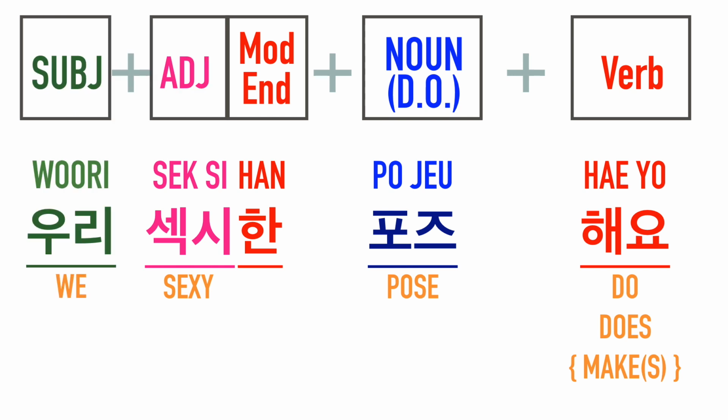And if you add 우리, the first person plural personal pronoun in Korean, it can mean we do a sexy pose, and depending on the tone and context, it can even be a suggestion, like let's do a sexy pose, like in front of a camera, before taking a photograph or something. 우리 섹시한 포즈 해요.